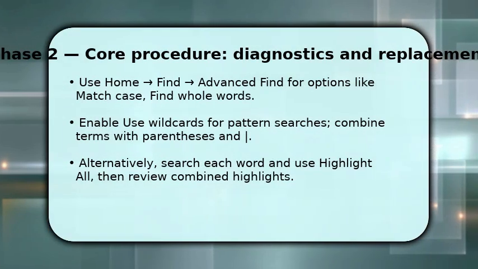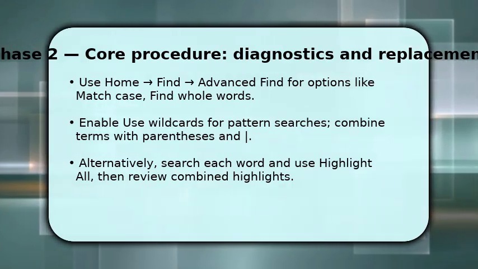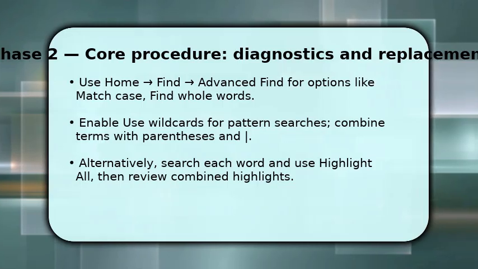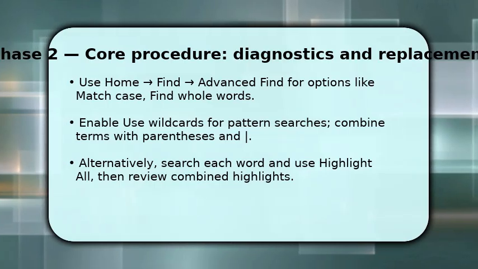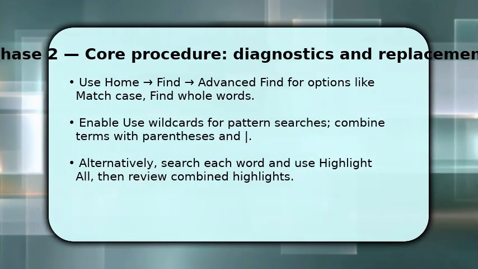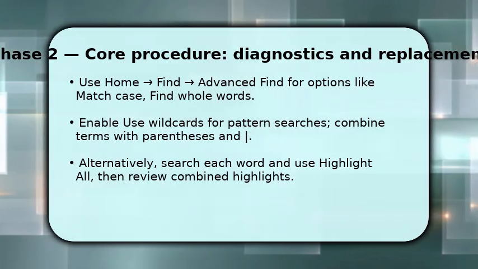Now you continue with Advanced Find when single searches won't cut it. Open Home, right arrow, Find, right arrow, Advanced Find, set match case or whole words only as needed, then enable use wildcards for pattern matching. This lets you combine terms with parentheses and the vertical bar to act like or.